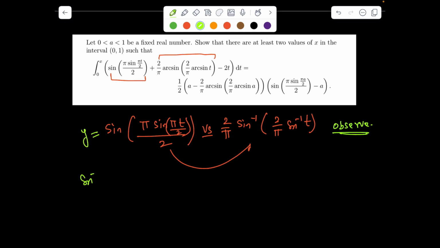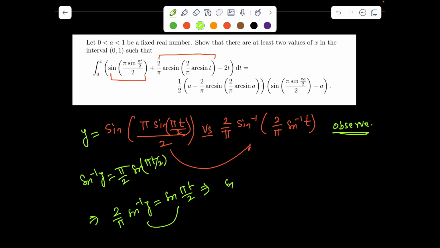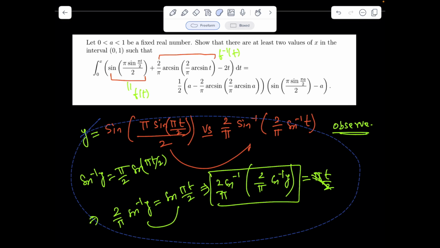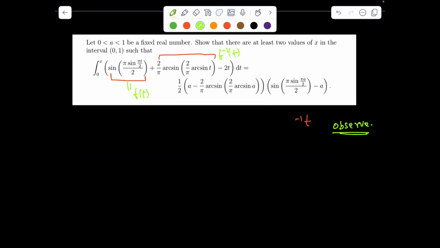While inverting, let's take this as y. So I'll get sine inverse y equals pi over 2 sine pi t by 2. And then again we'll have 2 by pi sine inverse y equals sine pi t over 2. And if we further send that side, we get sine inverse of 2 by pi sine inverse y equals pi t by 2, and that goes to 2 by pi over here. So clearly we can see if this part is f of t, this is going to be some f inverse t, right?